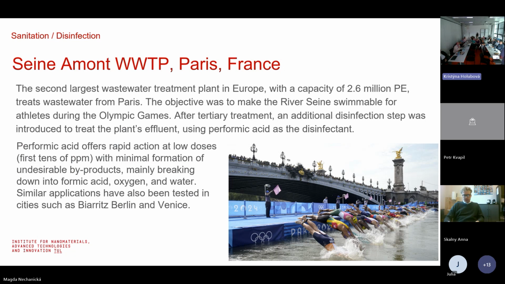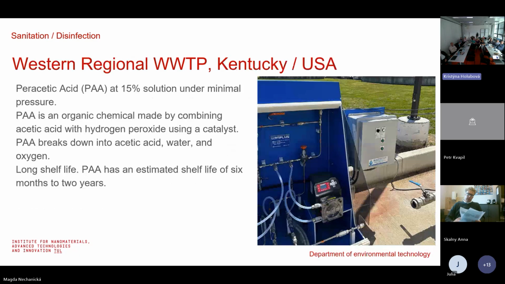This is what I mentioned before, Paris, France, last Olympic Games. The very important advantage of this method is that the feasibility is very high. You don't need any investment cost. Everything goes to the final chemicals, which are formic acid and hydrogen peroxide. You need only a small mixing reactor for the preparation of the final sanitating solution. This is similar in the US, where they applied peracetic acid. The concentration is quite low. The first tens of milligrams per liter are applied for sanitation.